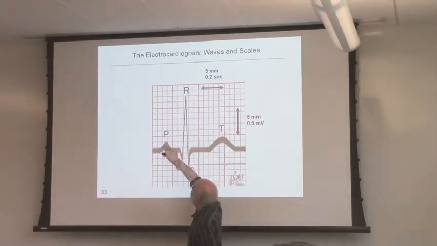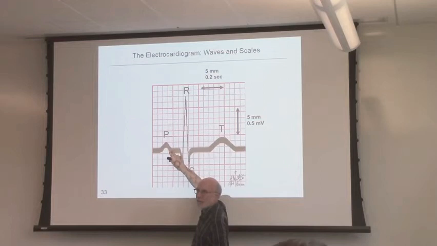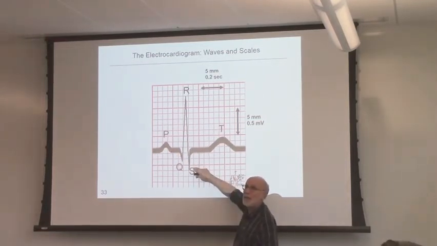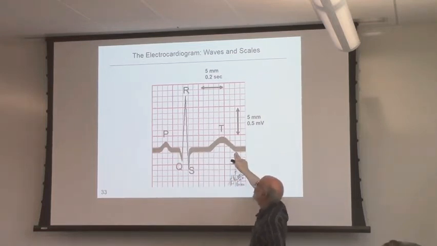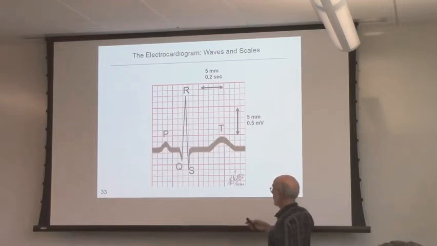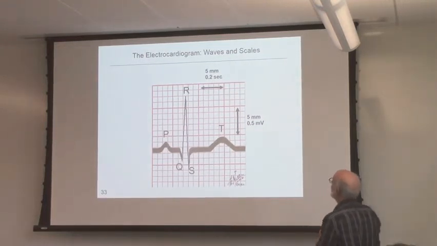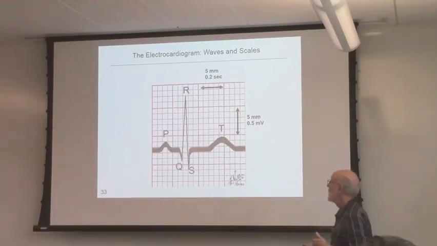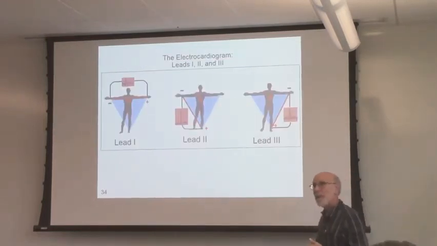So there is this small blip called the P wave. There's this big blip that we call the QRS complex. And there's this smaller blip that we call the T wave. That's the language you need to know. You don't need to know the scale. So now we're going to try to understand these signals.